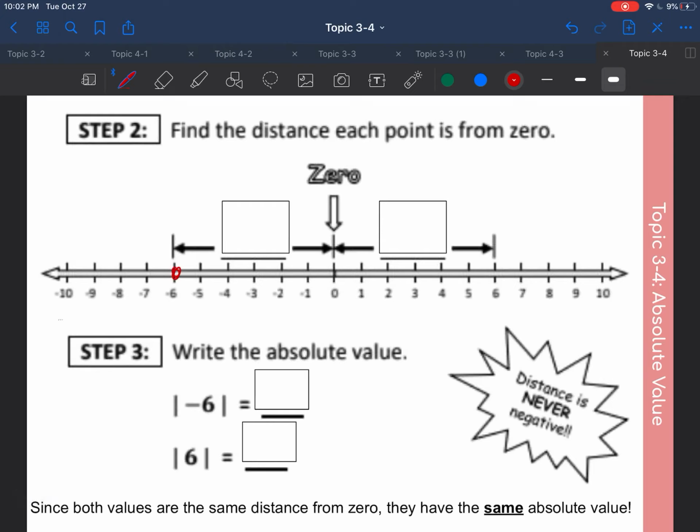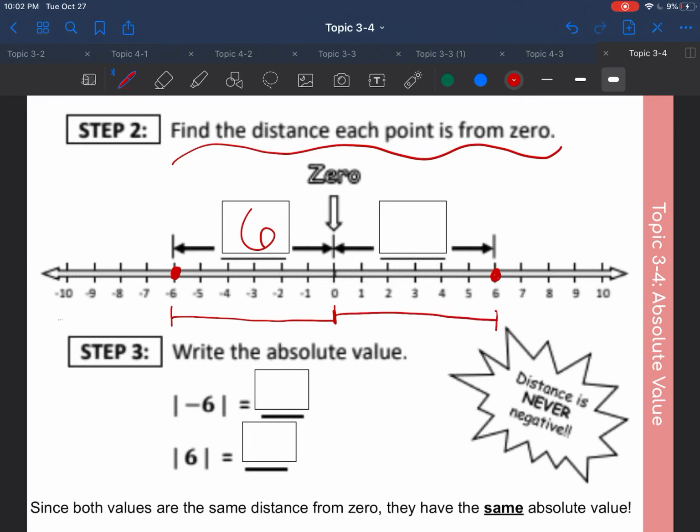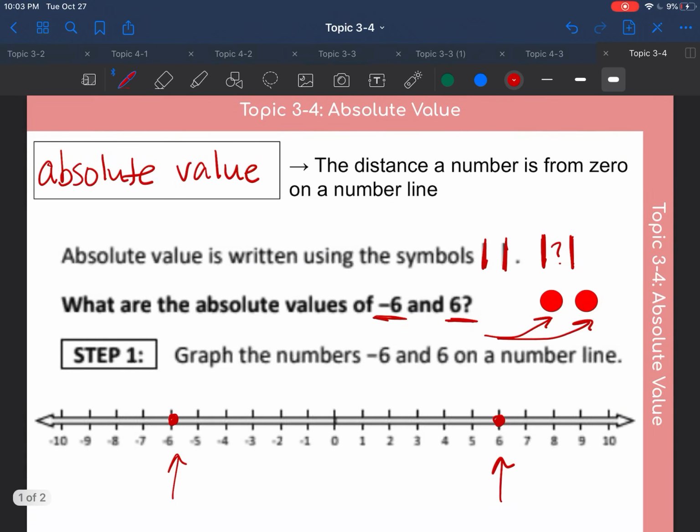Now, we determined -6 was here and 6 was here. Find the distance each point is from 0. Okay, so how far away is -6 from 0? Well, -6 is 6 units from 0. How far away is 6 from 0? Well, +6 is also 6 away from 0. So both -6 and +6 are 6 away from 0. And if we look back at the definition of what absolute value is, it's just the distance a number is from 0 on a number line.